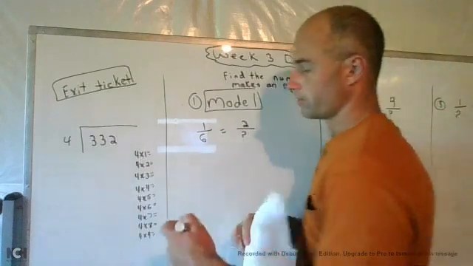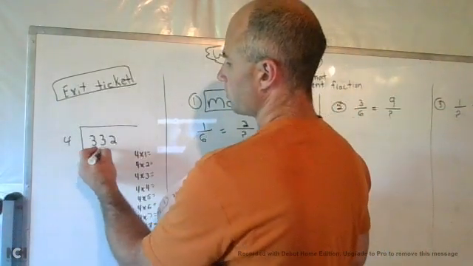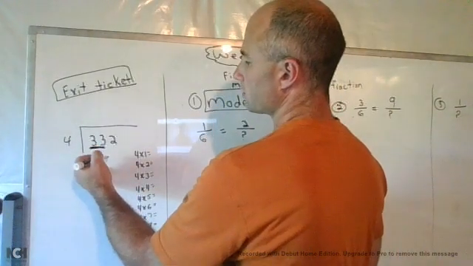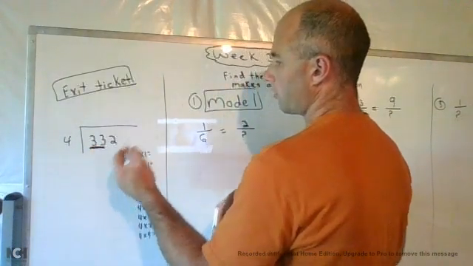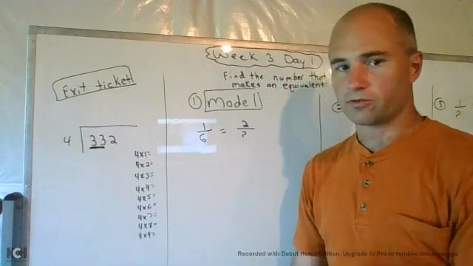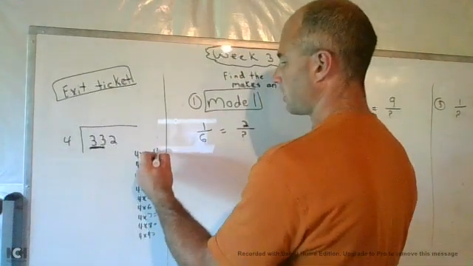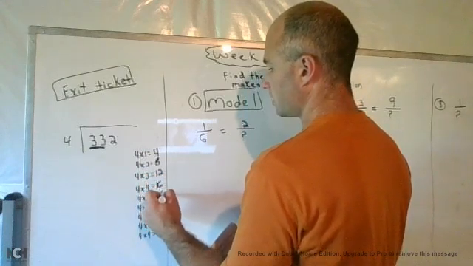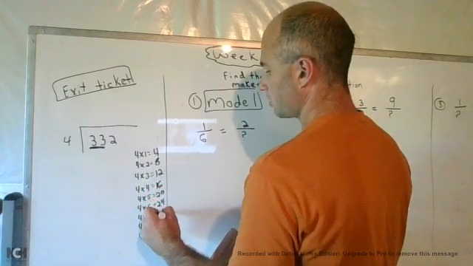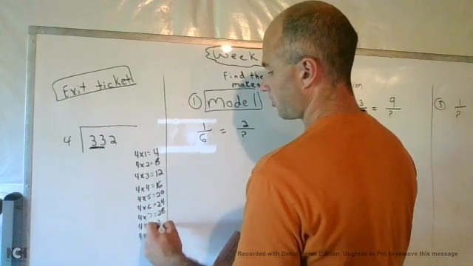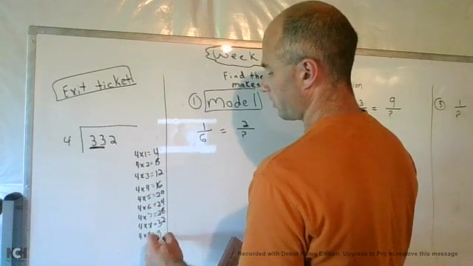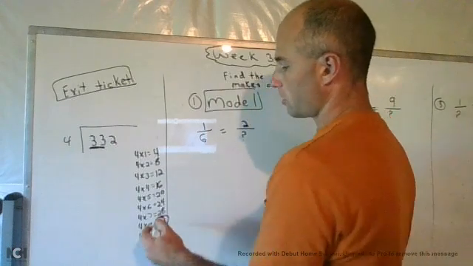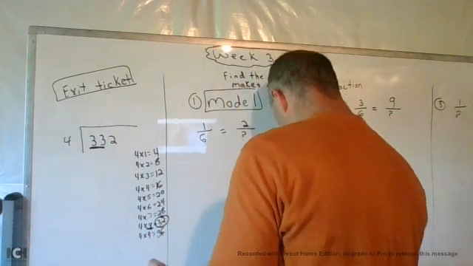So here we go. 4 goes into 33. It can't go into 3, but I don't know how many times it goes into 33. So I'm going to do my 4 times tables. 4, 8, 12, 16, 20, 24, 28, 32, and 36. 32 sounds like a winner right there. So it goes in 8 times.